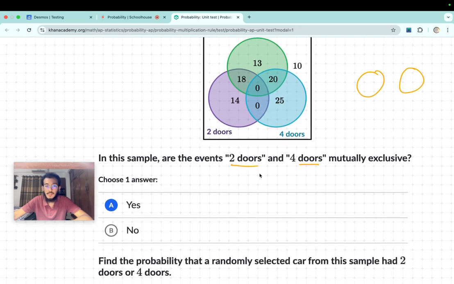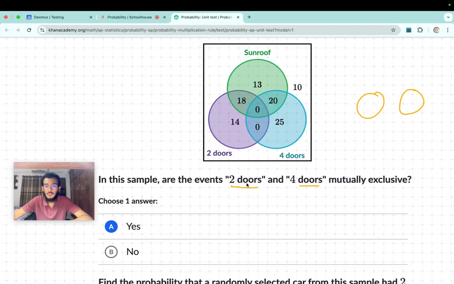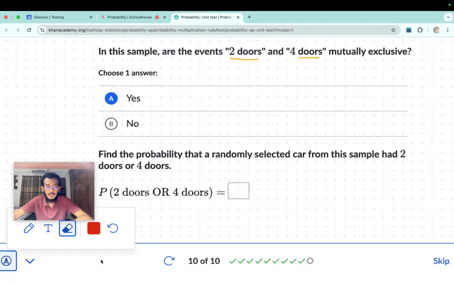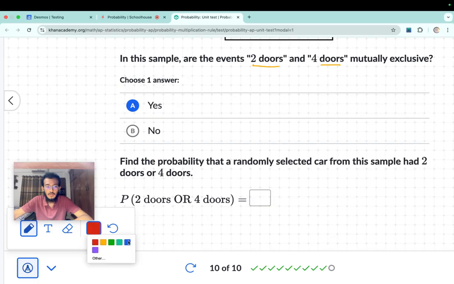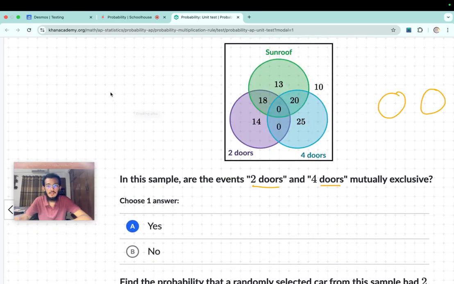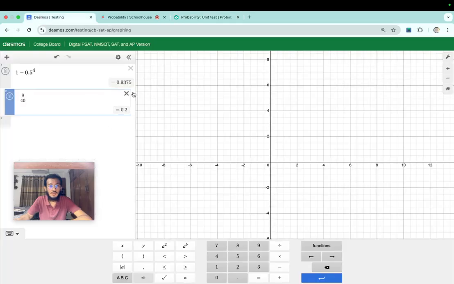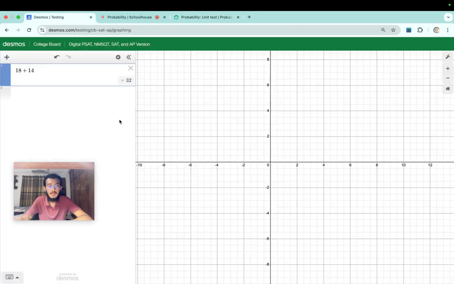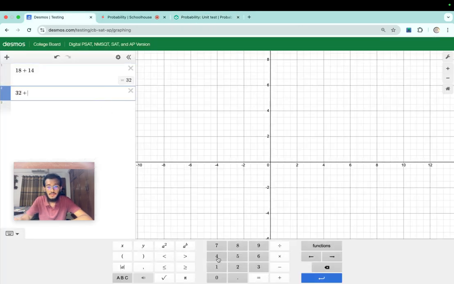You have zero. So what is the probability of two doors? In total you have 100, so all of these data add up to 100. We have 18 plus 14 for two doors, which is 32. And for four doors, we have 25 plus 20, which is 45. So 32 plus 45 is 77.